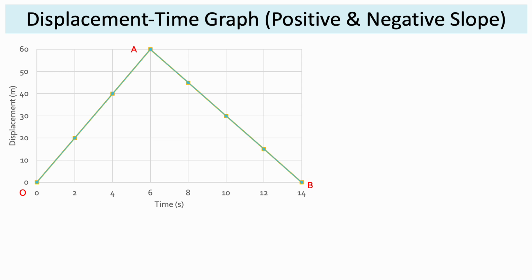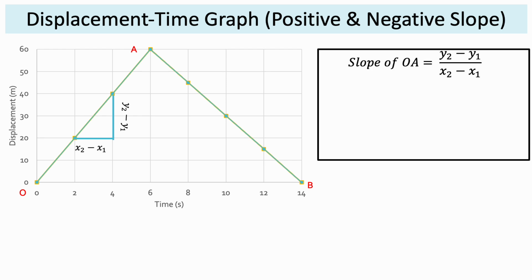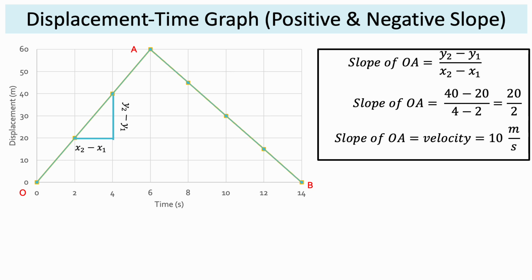This graph shows both positive and negative slopes. From O to A, slope is positive. Slope of OA is y2 minus y1 divided by x2 minus x1. Substitute appropriate values. You would get the slope of OA, which represents the velocity, equal to 10 meters per second. Positive slope from O to A.